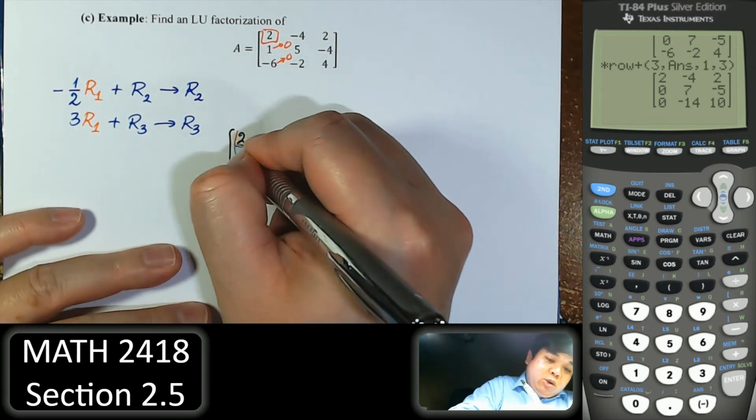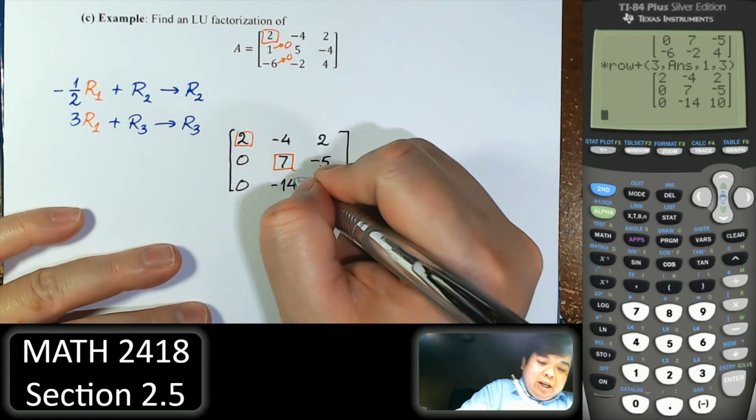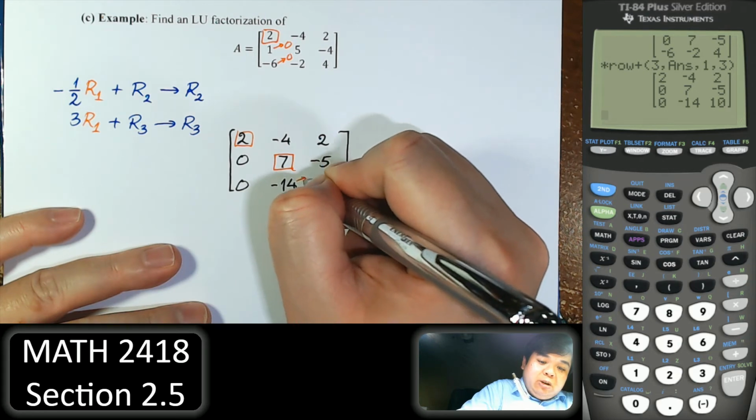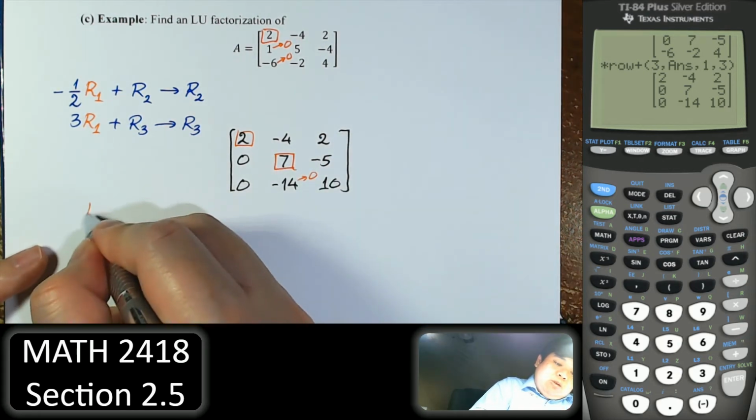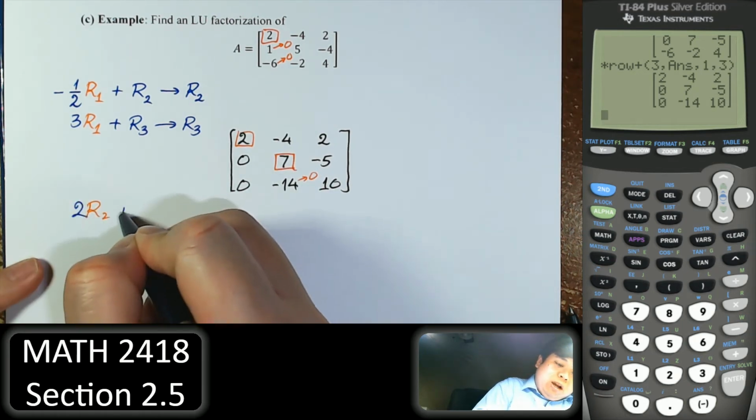Now we have the pivot here, which is good. Now the pivot goes into this one, and now we turn this into 0. So now based on row 2 to negative 14, we just need to multiply by 2.